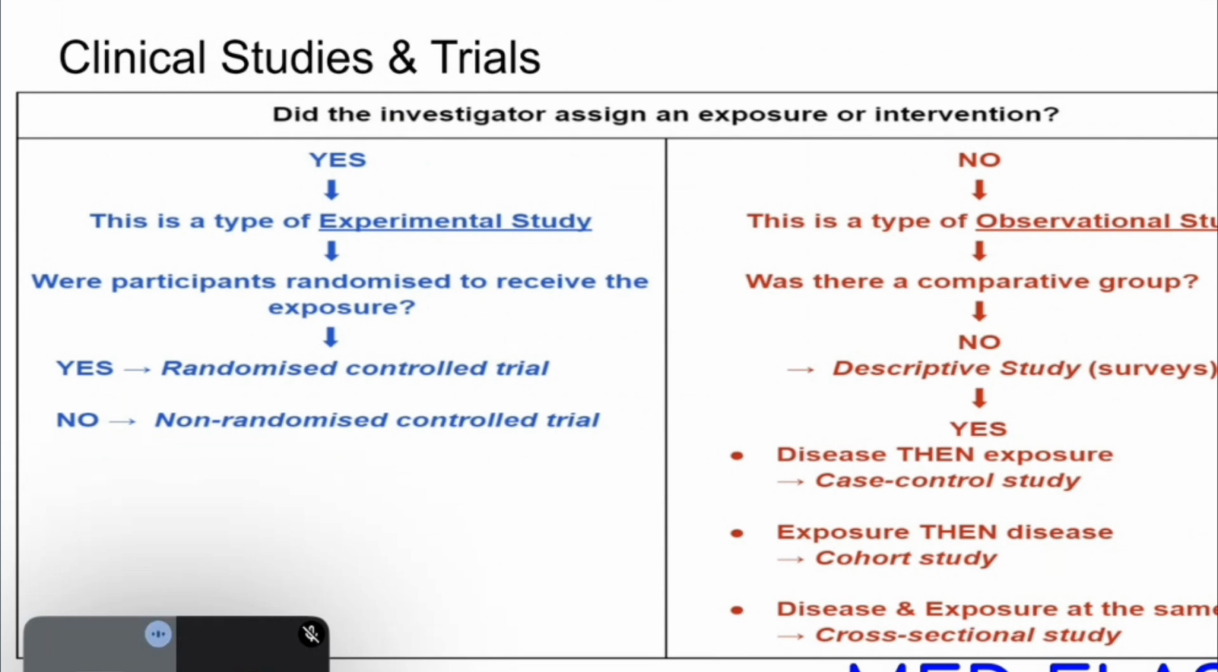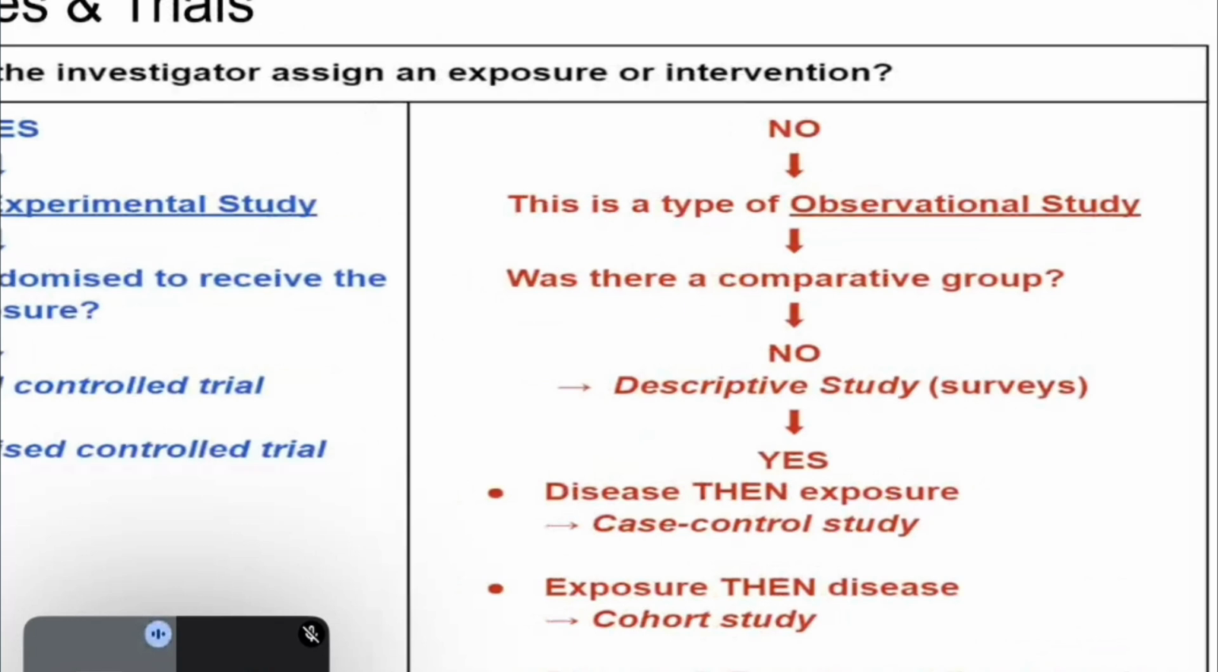For PLAB level, you don't need to differentiate between the randomized or non-randomized control trial. You just need to know that if an intervention is being offered by the researcher, then it is an experimental study. What is an observational study?